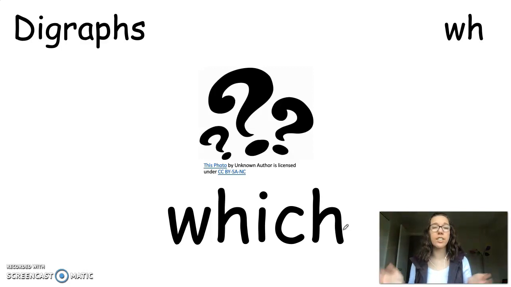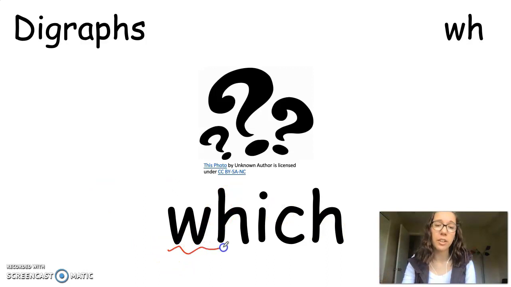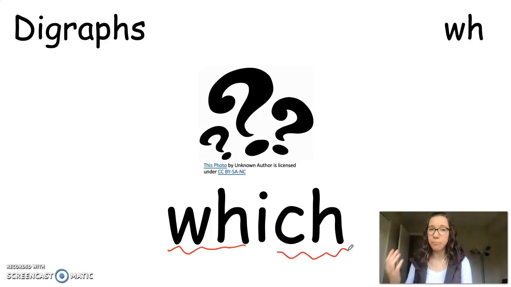Which, very good. So which is another question word. Which one of those answers is correct? And if we look, there's something really special about this word. We know that there's the digraph WH here at the beginning, but if we look at the end, there's another digraph in this word. The letters CH are one of the digraphs we talked about last time. And we know that those two letters together say ch, ch, ch, as in chicken or cheese.